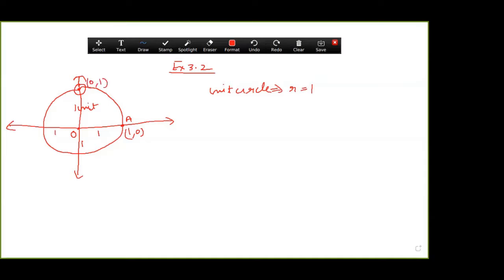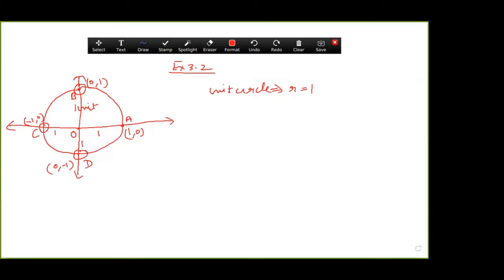Suppose the name of this point is B. And here is the point C. Its coordinate will be what? Negative of the x-axis, minus 1 comma 0. This is a point which is D and its coordinates will be 0 comma minus 1.